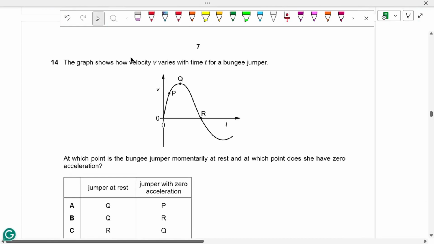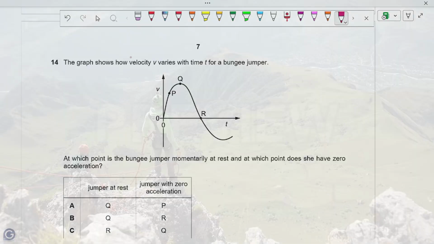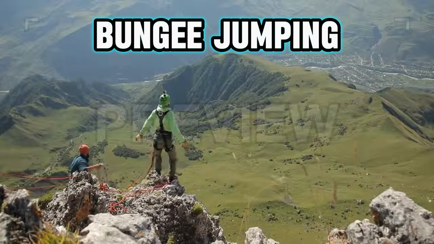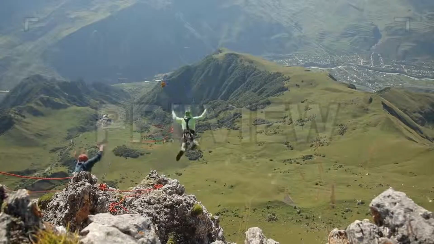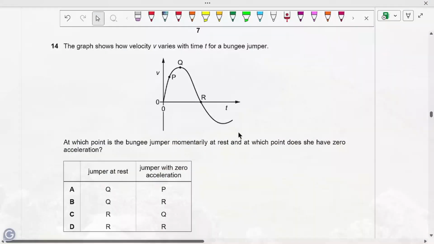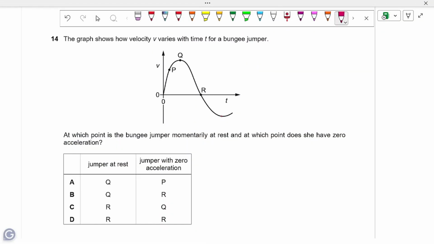Question 14. The graph shows how the velocity v varies with time t for a bungee jumper. So you have a person going bungee jumping, then they jump off of that. So if the jumper is at rest, we want to identify those points on this graph. So you're only at rest when the velocity is 0, and the velocity is only 0 at point R. Right? This is the only point where the velocity is 0. So I know that it's R.